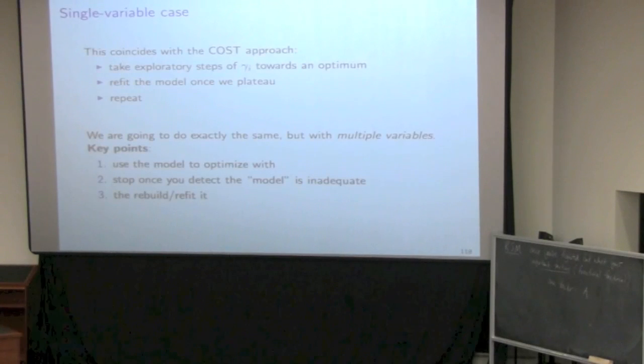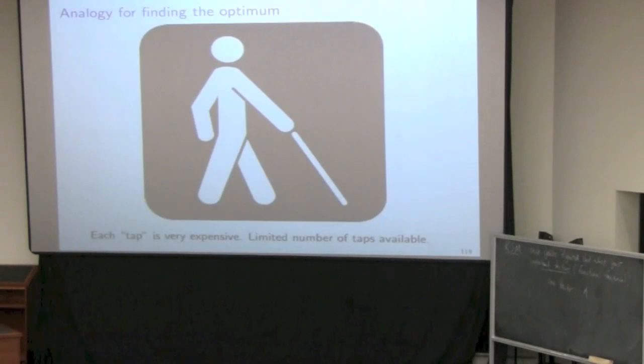Well, we're going to follow exactly the same approach. We're going to optimize until the model is inadequate, and then we're going to rebuild that model. And here's what I want you to think. It's a pretty crude analogy, but it's absolutely accurate. If you were a blind person and you had a cane, you would need to use that cane to detect the shape and the topography of the environment around you. So if I was blind and I was trying to climb up these stairs, I'd use my cane to figure out where each step is. Now, we're going to do exactly that.